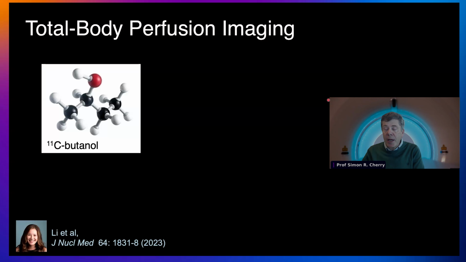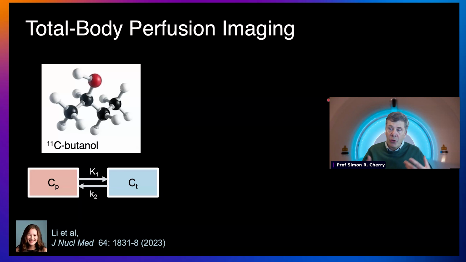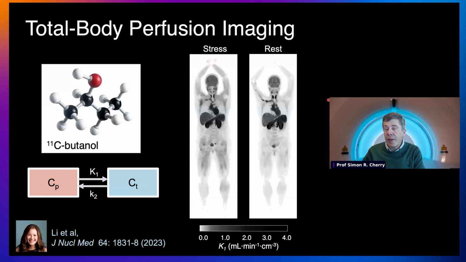So let me show you a simple example of that, and that would be total body perfusion imaging. And this is with a radio tracer carbon-11 butanol, which is a freely diffusible tracer. The modeling for this is quite straightforward. We have a 2-compartment kinetic model. The tracer is either in the blood or it's in the tissue, and there's an exchange rate between the 2 compartments, K1, and that is the perfusion. And so we model that dynamic data to measure perfusion quantitatively. So these images in the center panel here are not maps of uptake, they are maps of perfusion or tissue flow in units of milliliters of blood per minute per cubic centimeters, fully quantitatively modeled.